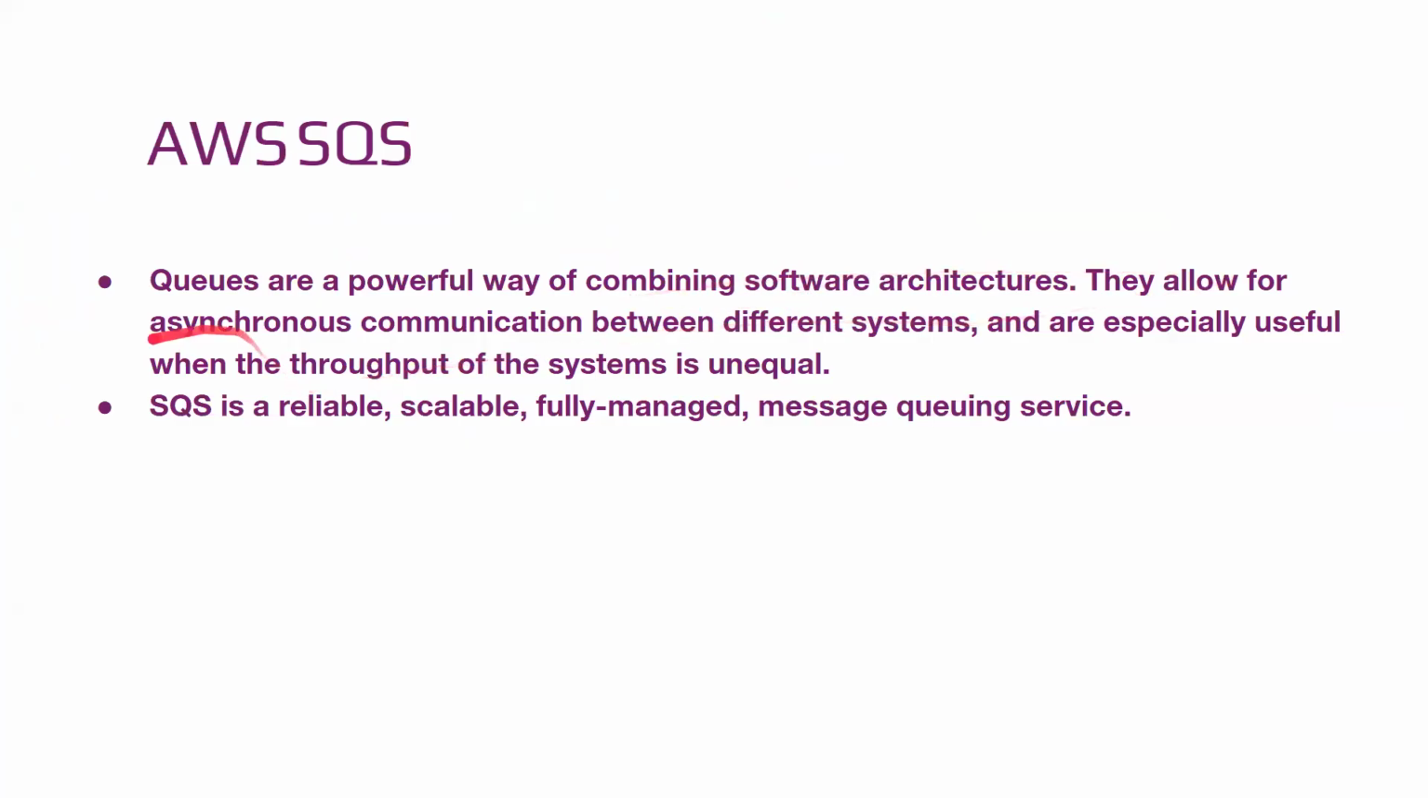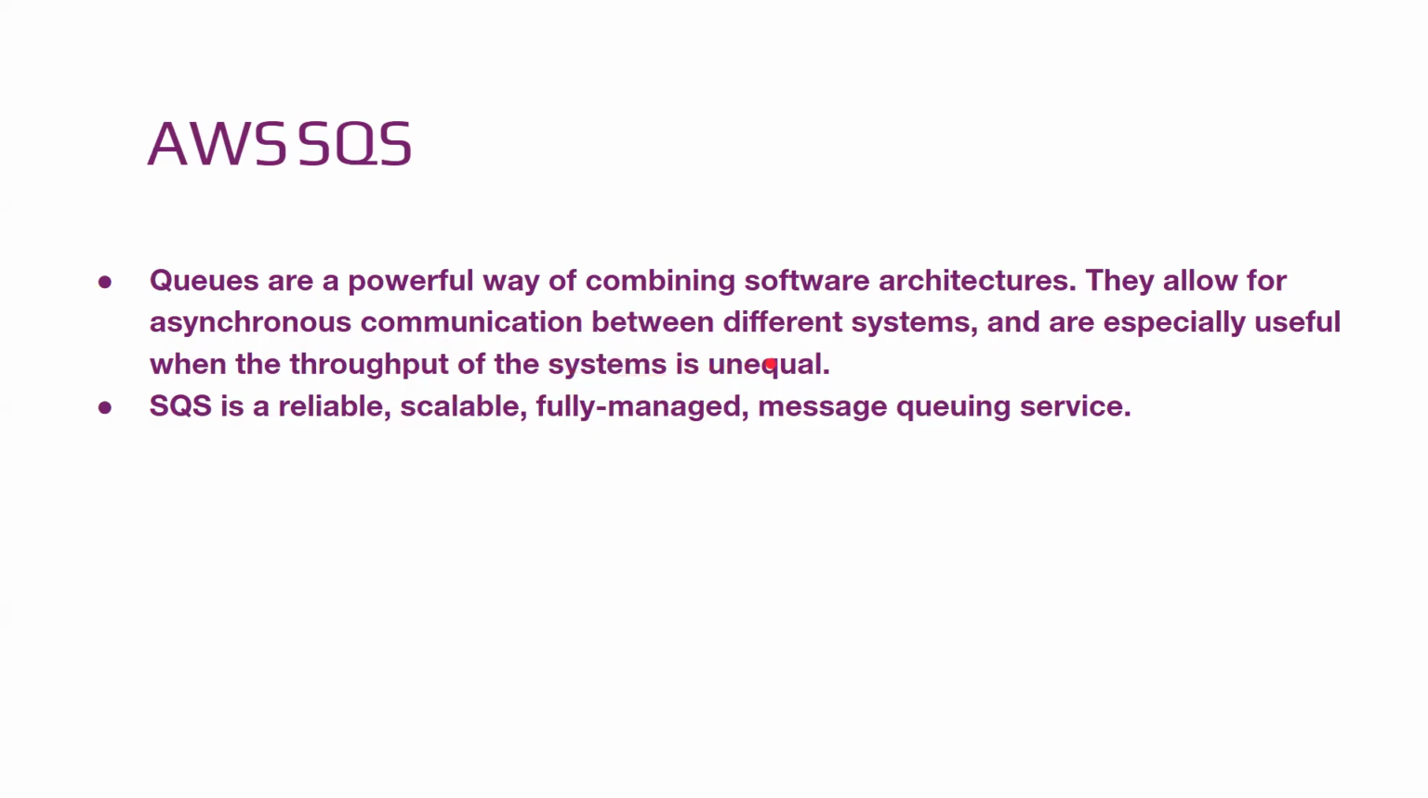They allow for asynchronous communication. This is asynchronous communication, because what is synchronous? Synchronous means whenever the first application sends a message, the second application should receive it. That is synchronous. Both are synchronously connected. Asynchronous means whenever the first system sends a message, it will not be received immediately. Only whenever the second system is ready will it receive. That is asynchronous communication between two different systems, which is especially useful when the throughput of the systems is unequal.